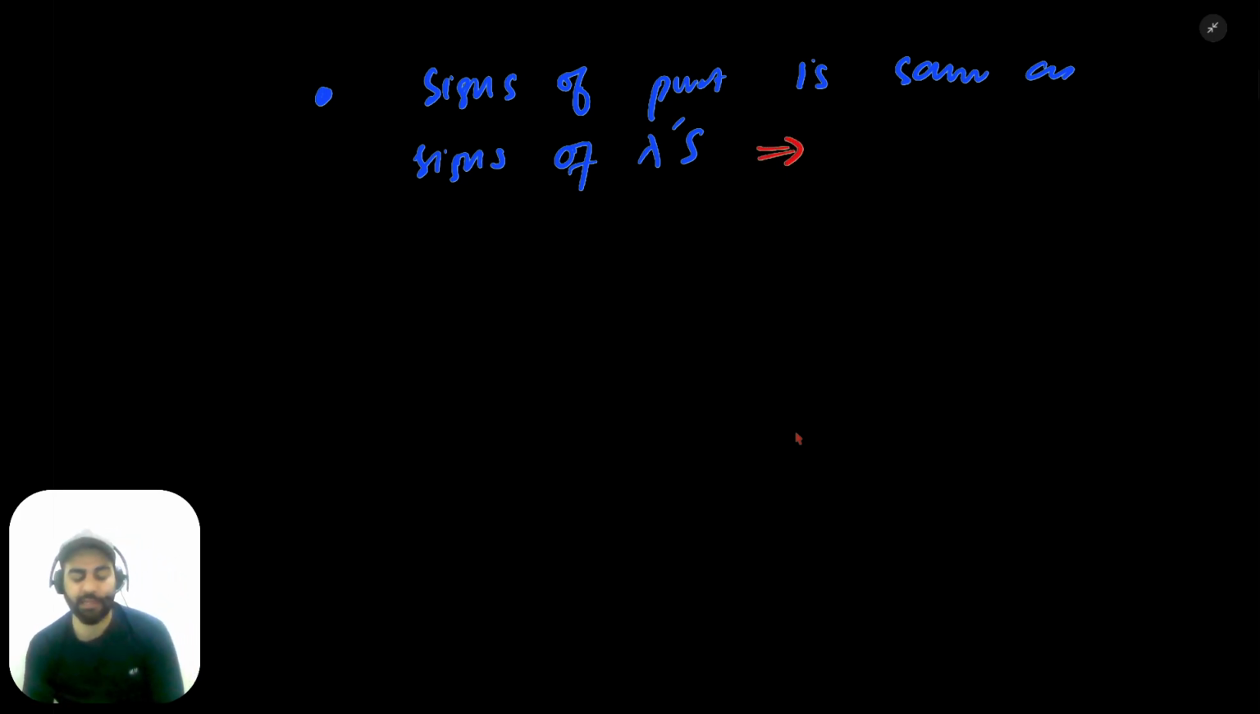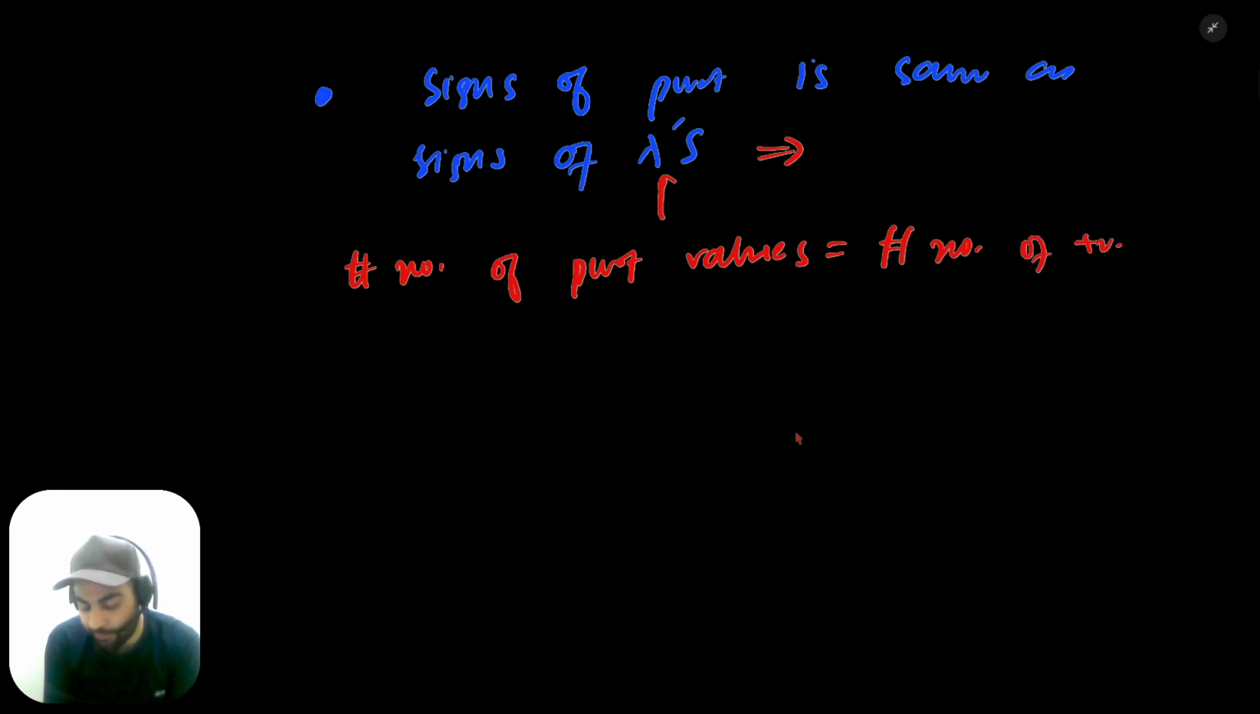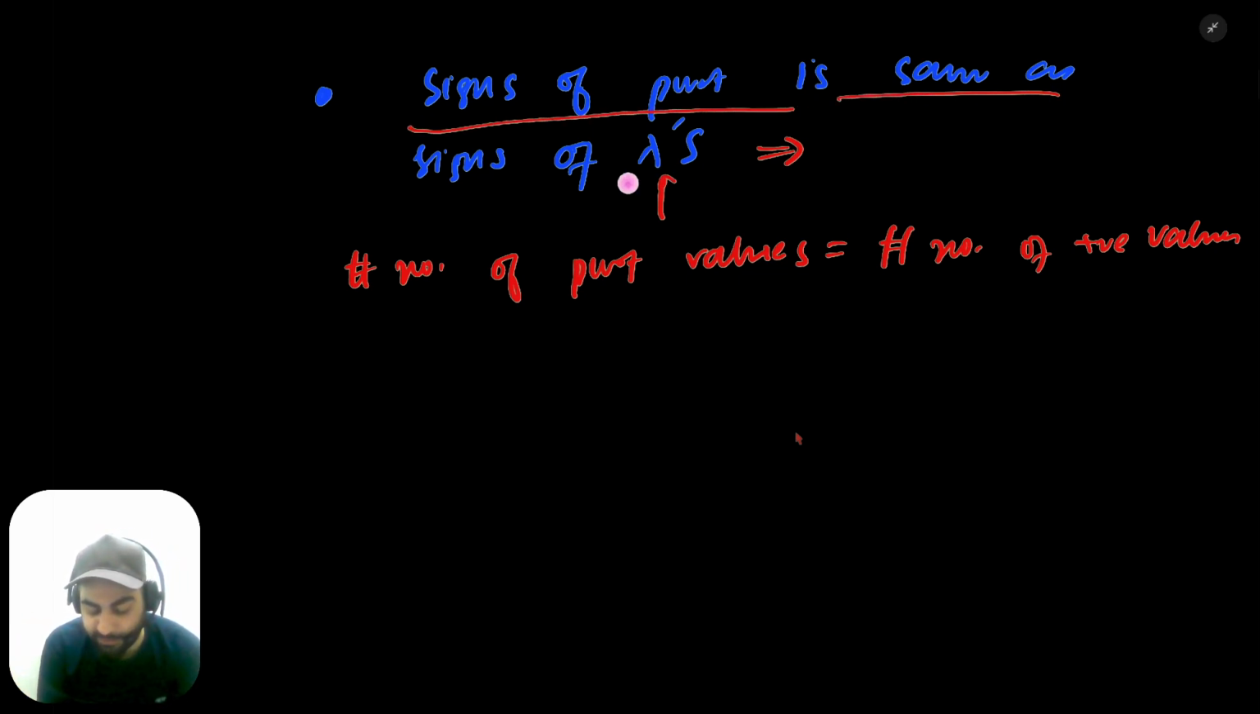So this implies that for symmetric matrices, if you see that all of these lambdas are positive, that means pivot values will also be positive. So the number of pivot values is equal to the number of positive values. It's not for the real values, so don't confuse the real and the positive. What I'm saying is the signs of pivots are the same as signs of lambdas.